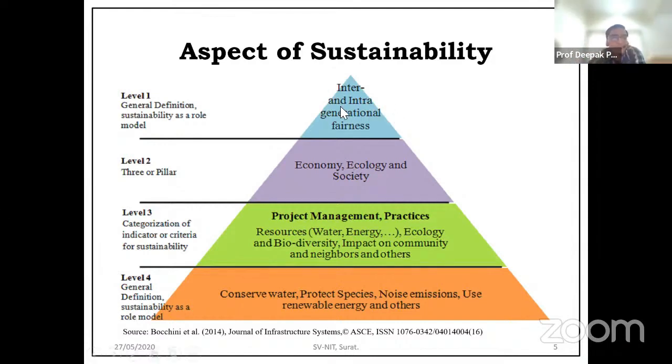So here there are different levels of sustainability, and their aspects are covered. Here you can see Buccini et al. They have defined sustainability in four levels. In the first level, they give the general definition about intergenerational fairness. What we have talked about, we have to take care of the uses and requirements of the next generations. These are three pillars: economic, ecological, and social. So we have to take all the parts of the society and their economics.